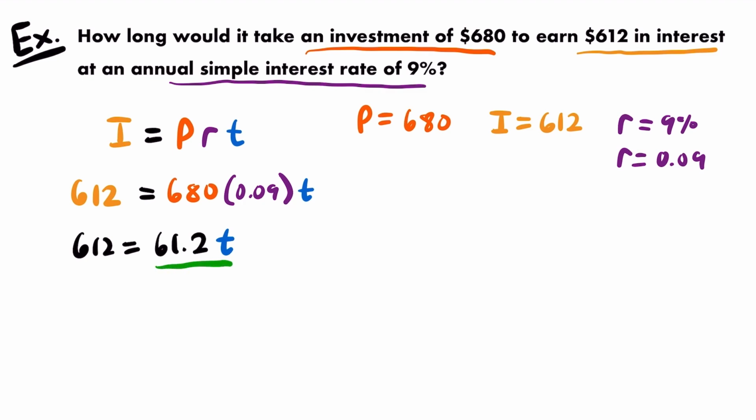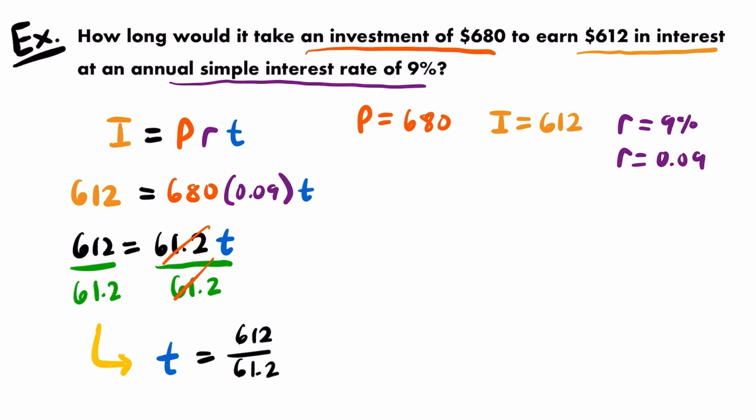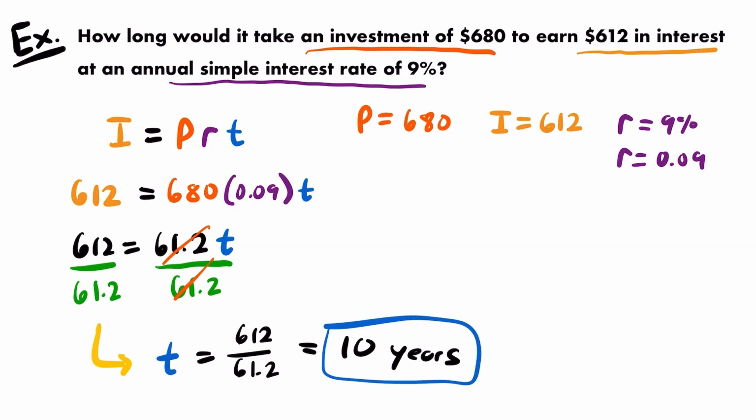All right, so I will divide both sides by 61.2. And so these two will cancel out because anything divided by itself is 1, and 1 times t will just be t. And so then t is equal to 612 divided by 61.2. So let's rewrite that here. I'm going to flip the sides of the equation. T is equal to 612 divided by 61.2, and 612 divided by 61.2 is equal to 10. So 10 years, right? This is an amount of time t in years. That is the final answer to this problem.